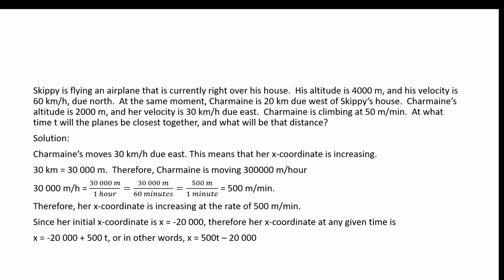Now, she moves 30 kilometers per hour due east. That means her x coordinate is increasing. 30 kilometers is 30,000 meters, so she's moving 30,000 meters per hour. Now, 30,000 meters per hour is the same as 500 meters per minute. So we can say that her x coordinate's increasing at the rate of 500 meters per minute. Since it starts at an x value of negative 20,000, her x coordinate is actually, at any given time t, negative 20,000 plus 500 t. I'll just reorder that and say at any given moment t, her x coordinate will be 500 t minus 20,000.